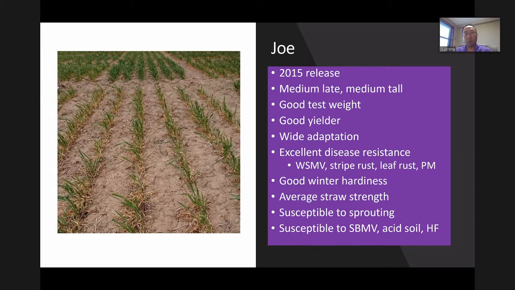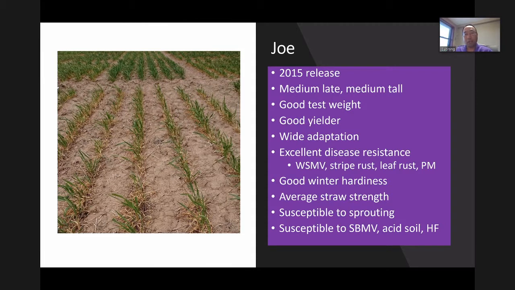It has very good test weight and very good yield, and it's not only good in Kansas, but also did well in Oklahoma, Colorado, and Texas, at least in some places. So it has a very wide adaptation. In terms of yield, it is very flexible, it can hold the yield very well in most places.